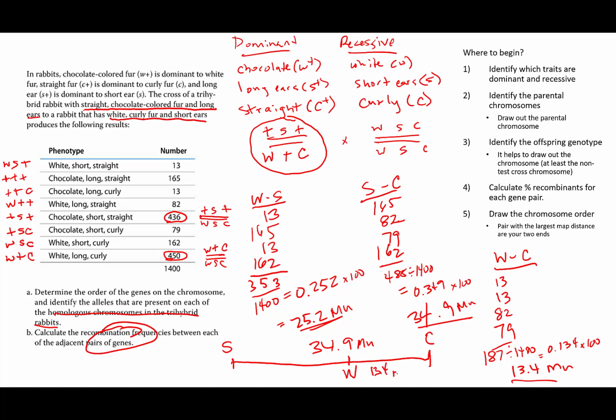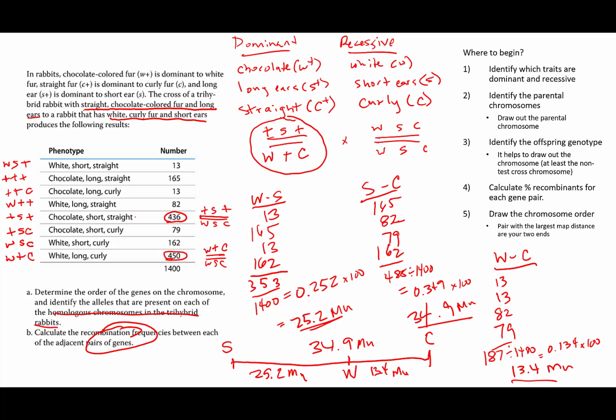So this is 13.4 map units. And then between S and W, we have 25.2 map units. And I don't need to be concerned that my 25 plus my 13 isn't equaling 34.9, because of interference that can occur. And this is how I solve it, right? So this is my order, SWC, or you could put CWS, doesn't matter, either way. And I found all my map units. Those are the steps. Honestly, these things aren't that difficult once you follow these steps and methodically think.